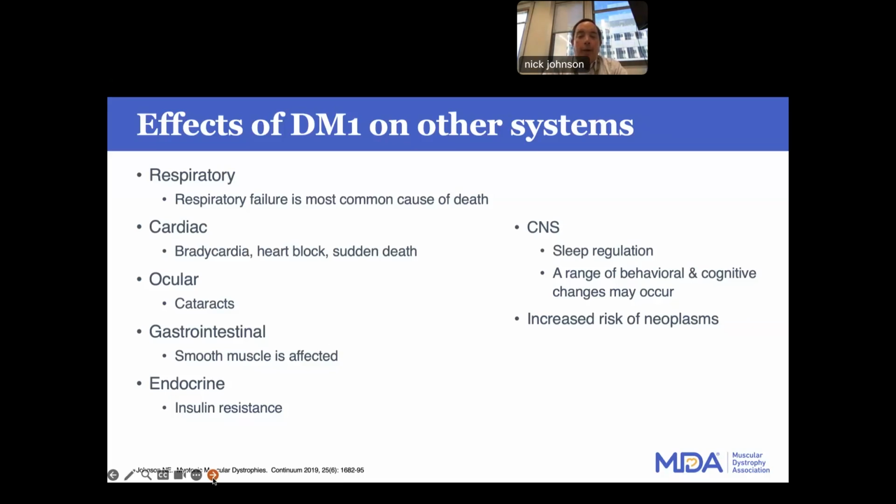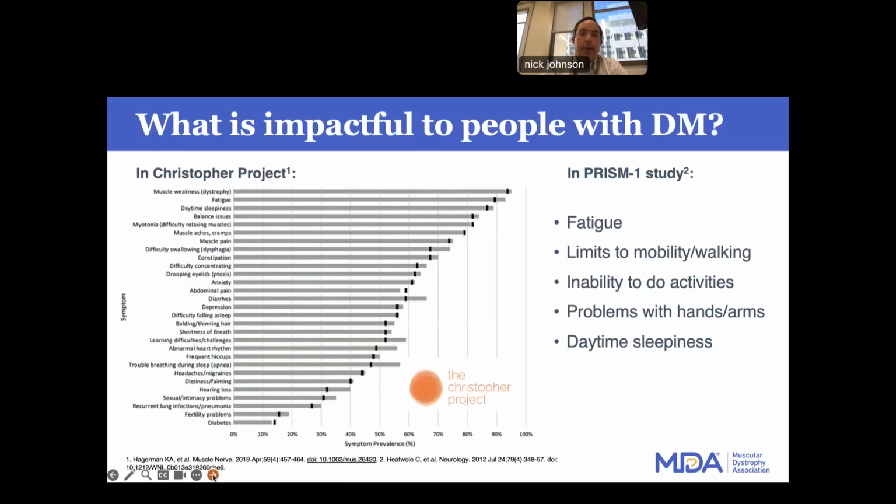One of our more emerging features is that there's an overall increased risk of cancer in these patients. There have been probably 3 or 4 different studies at this point using population databases that have generally identified that individuals have a higher risk of a variety of different cancers. So that's the clinical perspective.